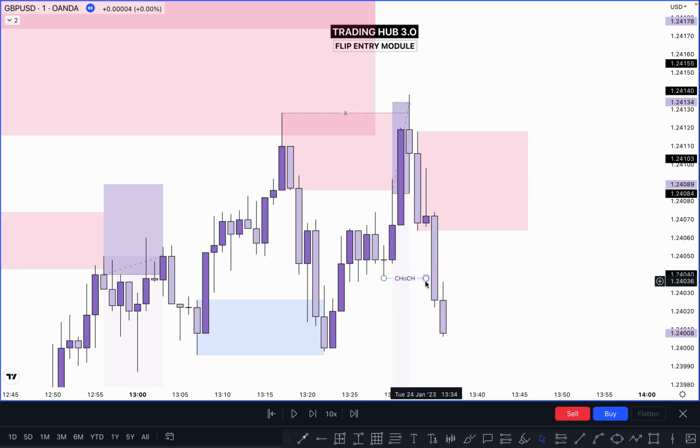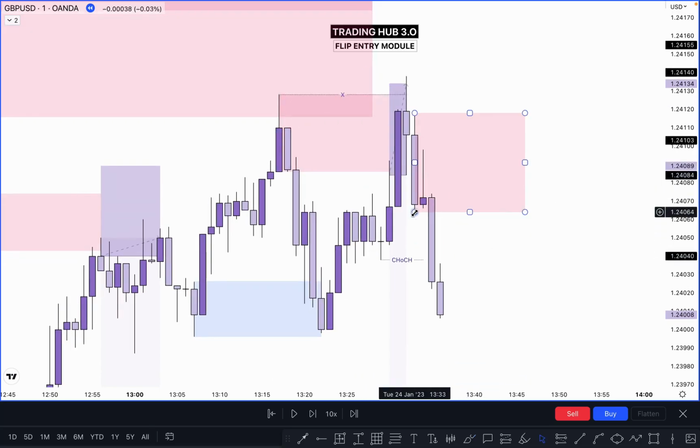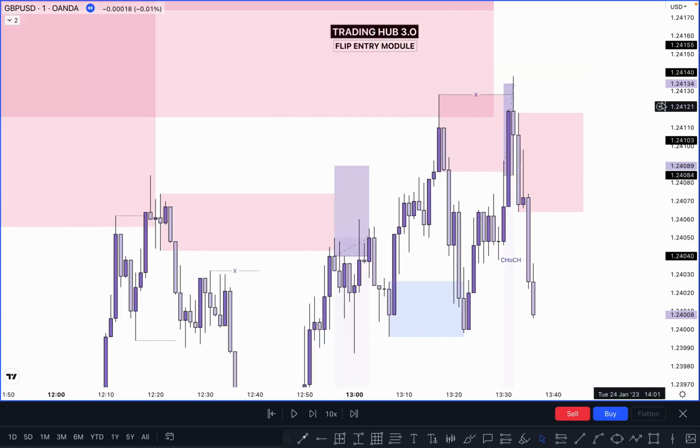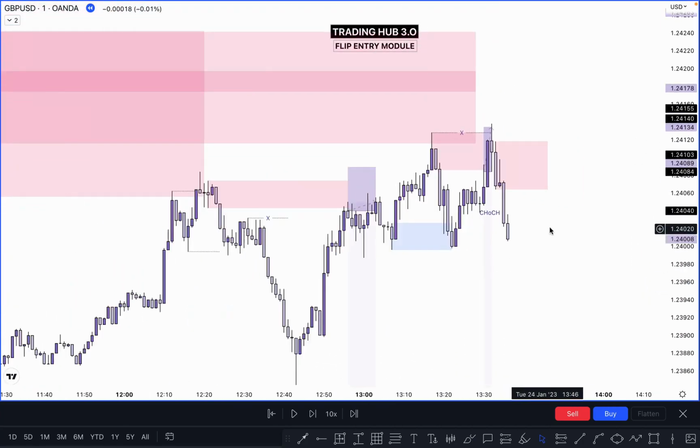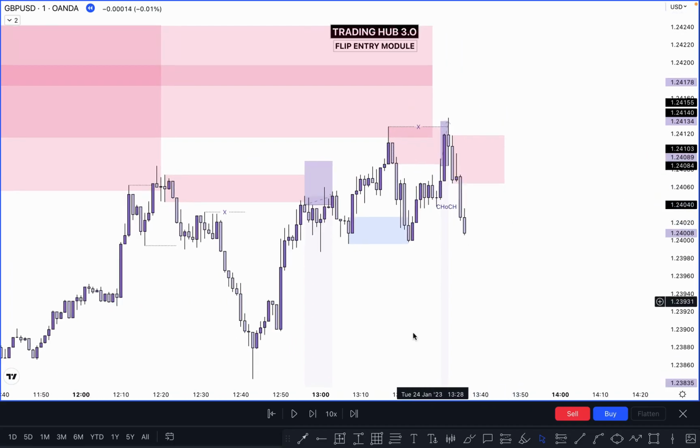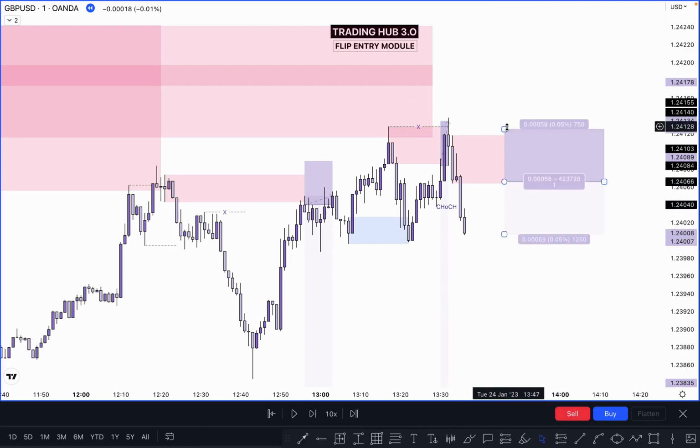This is our change of character and this one is our unmitigated supply zone. This demand converted into supply. D2S flip entry module is here. Okay, and in this case, if the market does not create any inducement, then we can also sell here. Where is your entry? Here. And where is your target? And where is your stop loss? Stop loss just above it.